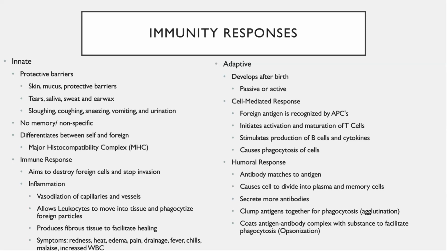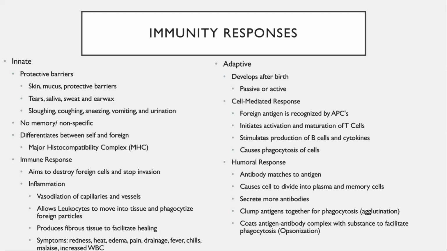It does this through inflammation, which causes vasodilation of capillaries and vessels. Along with this vasodilation, leukocytes move to the tissue site and phagocytize any foreign particles, which means to eat them up. Then it produces fibrous tissue to facilitate healing. Symptoms of inflammation include redness, heat, edema, pain, drainage, fever, chills, malaise, and increased white blood cells.